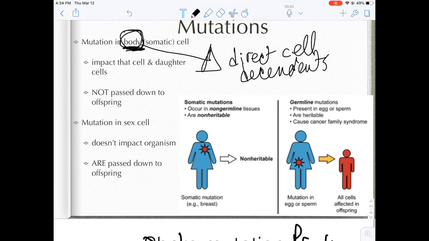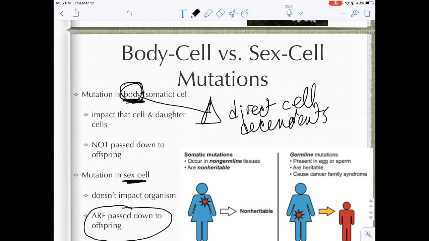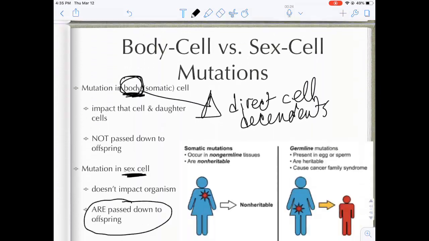Now, on the other hand, let's say that a mutation happens in your egg cell. That may not impact you, because it's your egg cell and that's not really crucial for your survival. But if that's the egg cell that gets fertilized and creates a new human being, then that mutation will get passed down to the offspring with whatever kind of impact it has, whether it's positive, neutral, or negative.